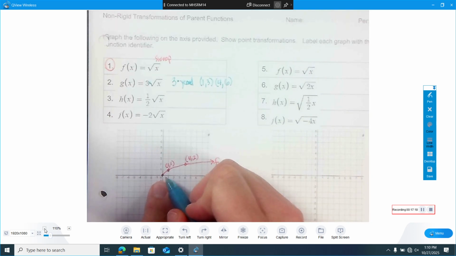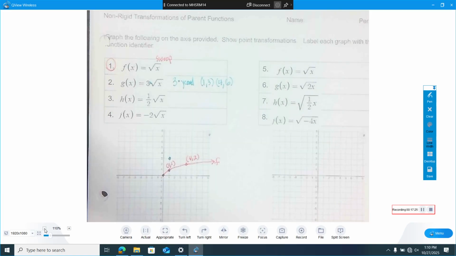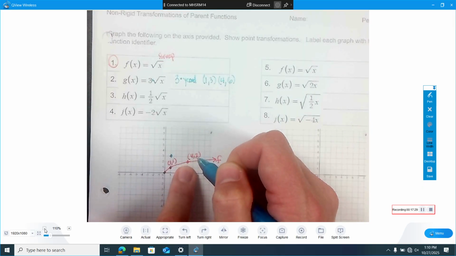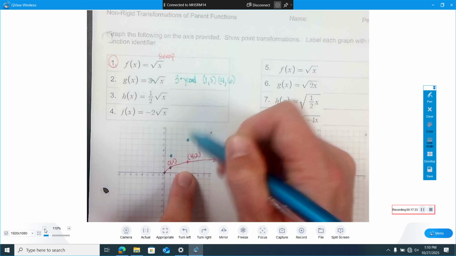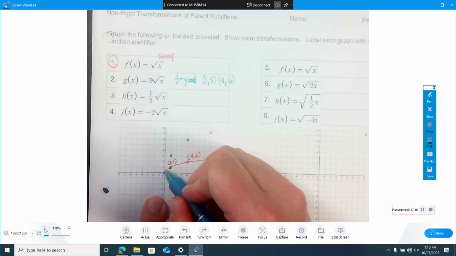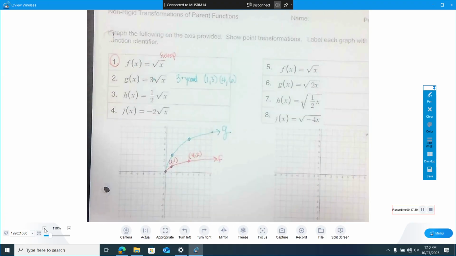So what I'm going to do then, 0, 0 stays, 1, 1 gets multiplied by 3, and it becomes 1, 3. So do you see how it's 3 times taller? And then 4, 2 turns into 4, 6. And there it is. And that is your stretched up curve G. Absolutely love doing this. I think it's super fun.